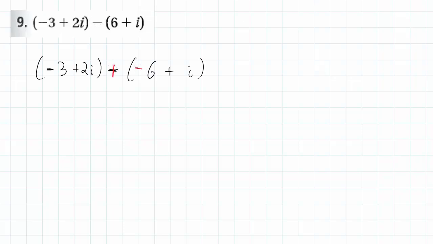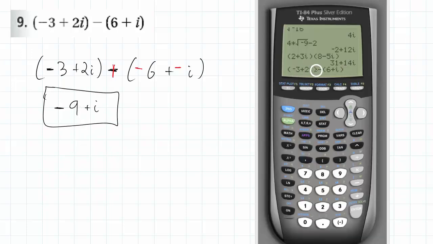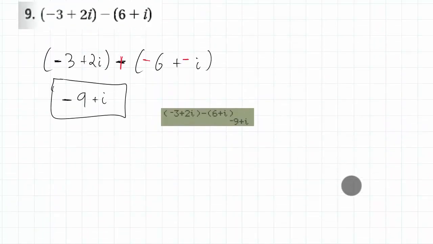Here again, I'm going to show you how to do it by hand if you want. I like to distribute that negative because otherwise I'll forget about it. So I distribute that negative and combine like terms. I add my real numbers together and my imaginary numbers together. I get negative 9 plus i. Or I can just run it in my calculator, and I get the same answer.